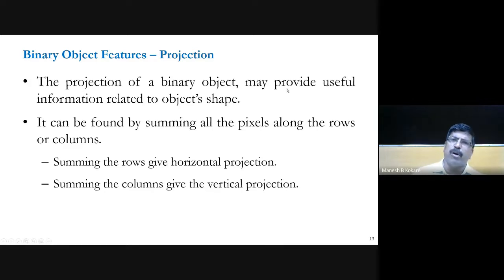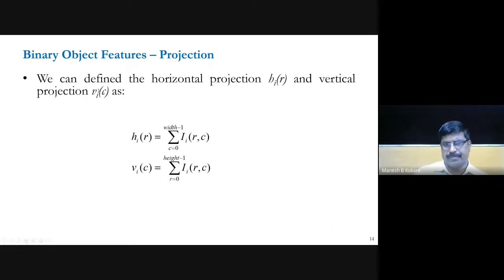So the projection of a binary object may provide useful information related to the object shape. It can be found by summing all pixels along the rows or columns. If you are summing along the rows, it is called the horizontal projection. And if you are summing along the columns, it is called the vertical projection. Mathematically, the horizontal projection H(i) is the summation of pixels along the rows, and for the vertical projection, you take the summation of all pixels along the columns. So this is the mathematical formula for calculating the projection in the horizontal direction and in the vertical direction.